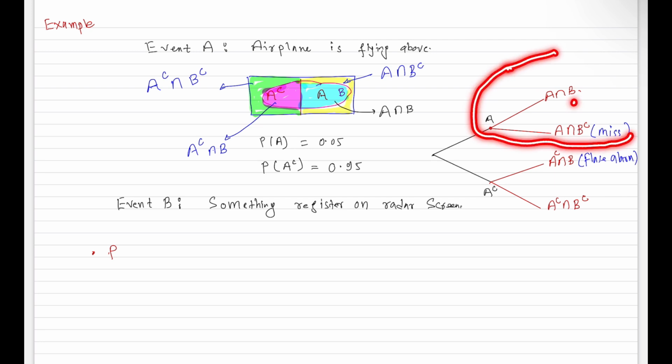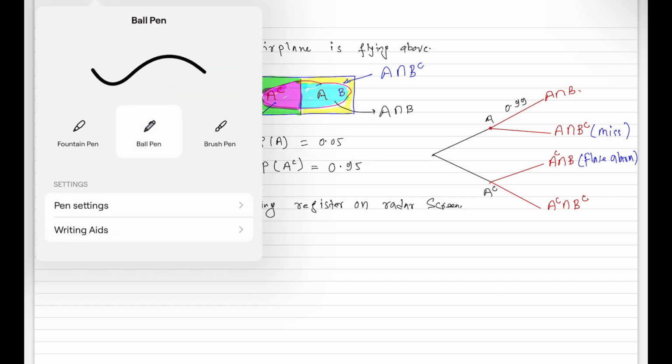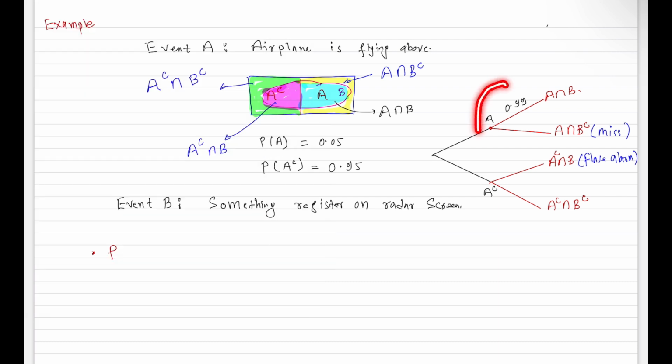So if event A has occurred, the radar has shown on its screen that there is an airplane, and the probability that radar is showing it on the screen if there is an airplane is 99%, right? And let's suppose, what will be the probability that if this event A has occurred and radar is showing that there is no airplane? That will be 1%. So what is this probability, right?